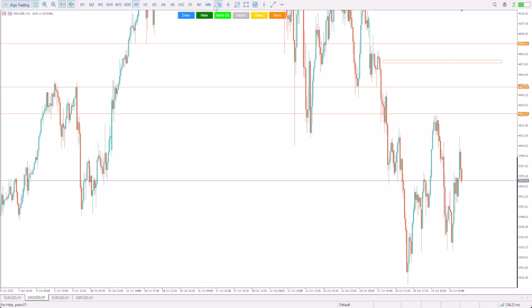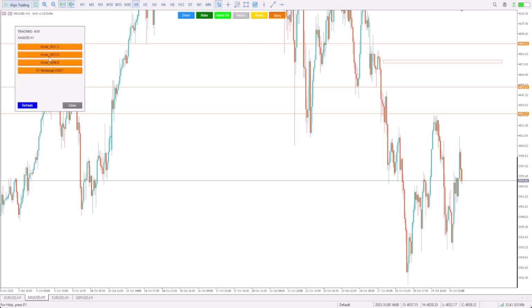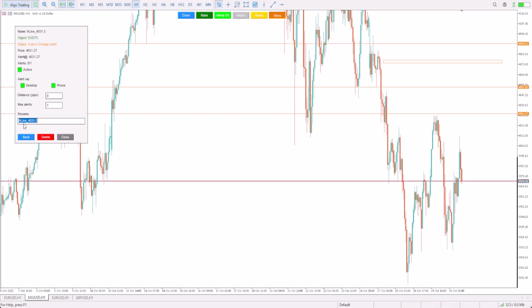Let's continue. Alerts On/Off we will see later. The most important thing here is the menu. In the menu I can see all those tracked elements, and if I put the mouse here, it says it's line 4314031, but that's very hard for me to recognize. So if I click on that, I can name it.